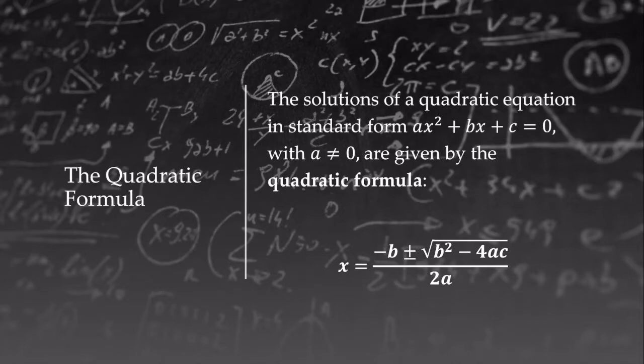So let's talk about the quadratic formula. The solutions of a quadratic equation in standard form are given by the quadratic formula. This is something that you will have to memorize if you want to use it. That is x equals negative b plus or minus the square root of b squared minus 4ac all over 2a.